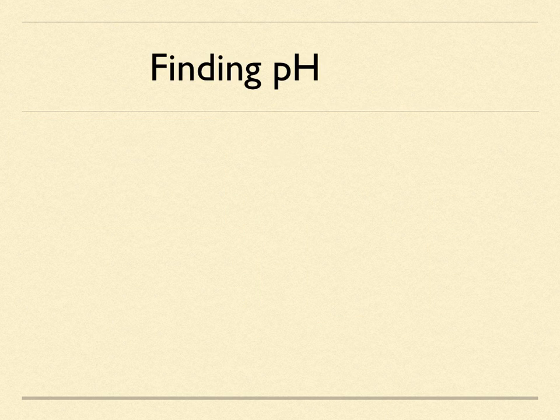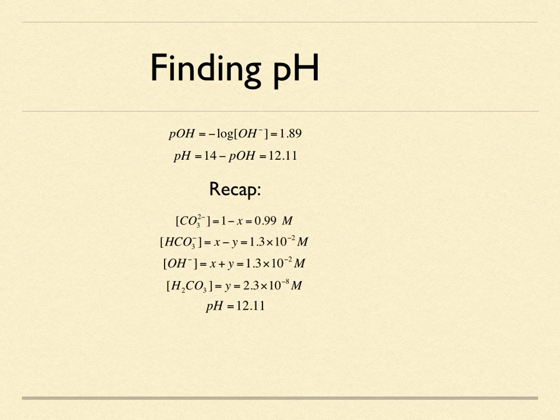Finally, we can find the pH by calculating the pOH first. Using a relationship between pH and pOH, we see the pH is 12.11. As a recap, we calculated the concentrations of carbonate, hydrogen carbonate, carbonic acid, and hydroxide to find the pH.